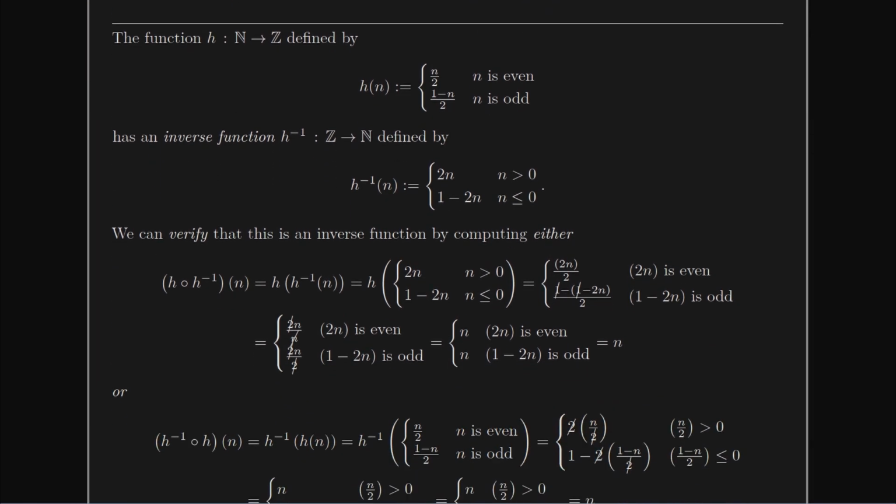This is one that a lot of people study in abstract algebra class. The function h, which maps the natural numbers to the integers, is defined piecewise. Well, I'm going to divide it by 2 when n is even. I'm going to take 1 minus the number and then divide it by 2 when n is odd.